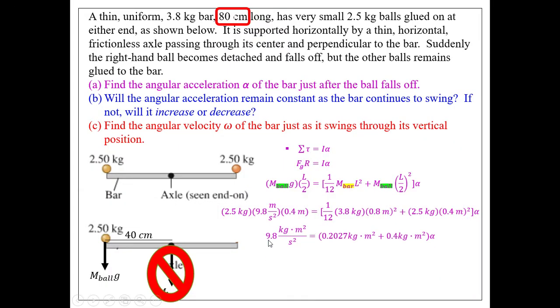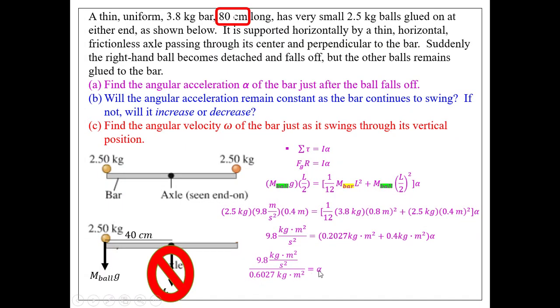On the left side, if you reduce it, you get 9.8. On the right side, these two terms I just cleaned up one by one. If you do 1/12 times 3.8 times 0.8 squared, you'll get 0.2027. And then if you multiply 2.5 times 0.4 squared, you'll get 0.4. And then all that on the outside is your alpha. So make sure you use parentheses there to differentiate the quantities that you need to sum up. Once you do that, 0.2027 plus 0.4 is 0.6027.